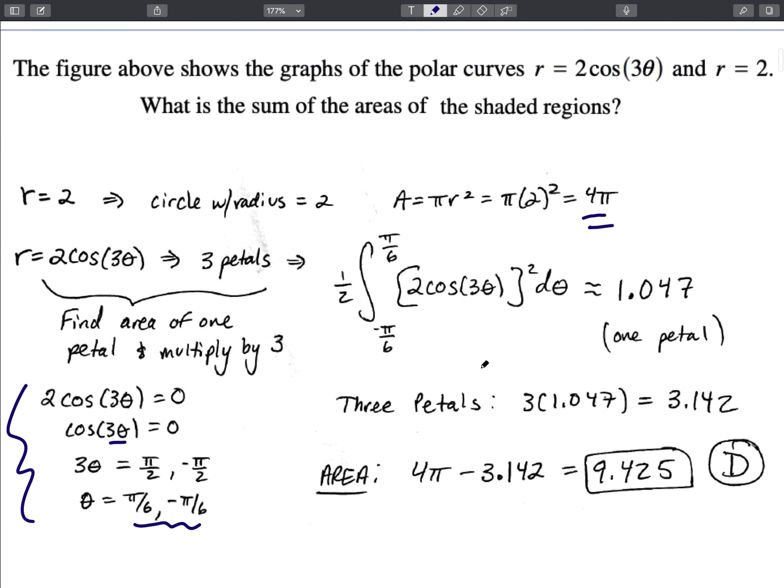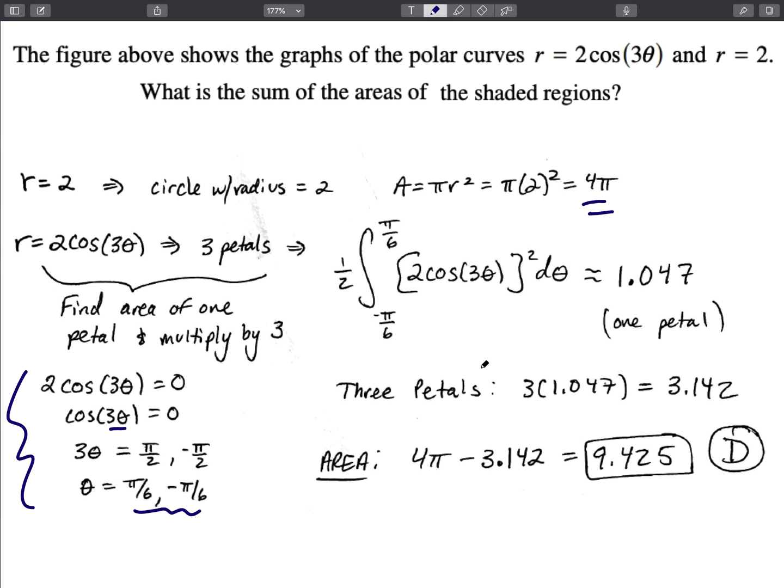So then how do I find the area in polar? Hopefully you still remember. It's 1/2 times the integral over the upper and lower bounds of theta of the r value, or the radius, squared. We know that r is 2 cosine of 3 theta, so that's why inside of here it's squared. The lower bound is negative pi over 6 and the upper bound is positive pi over 6. I took this into the calculator because it is a calculator type question and found the area of one petal to be 1.047. Then I multiplied it by 3 for all three petals and got 3.142. I took my area of the circle on the outside, 4 pi, subtracted the area of all the petals, and got 9.425, which was answer choice D.